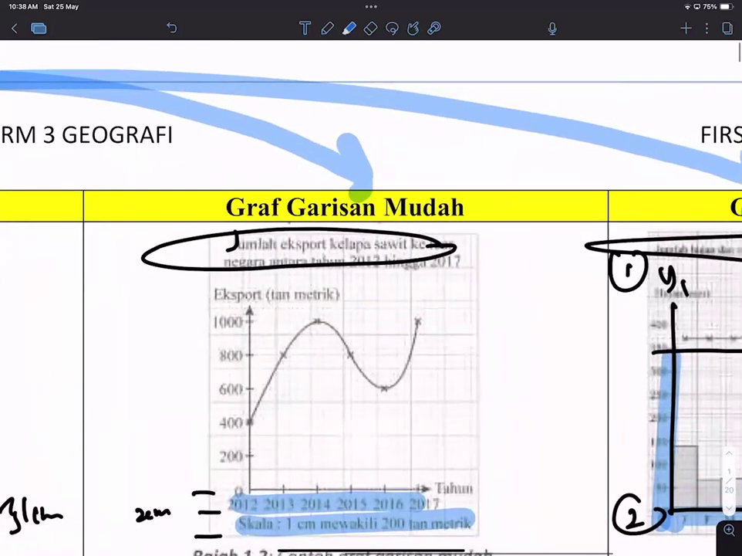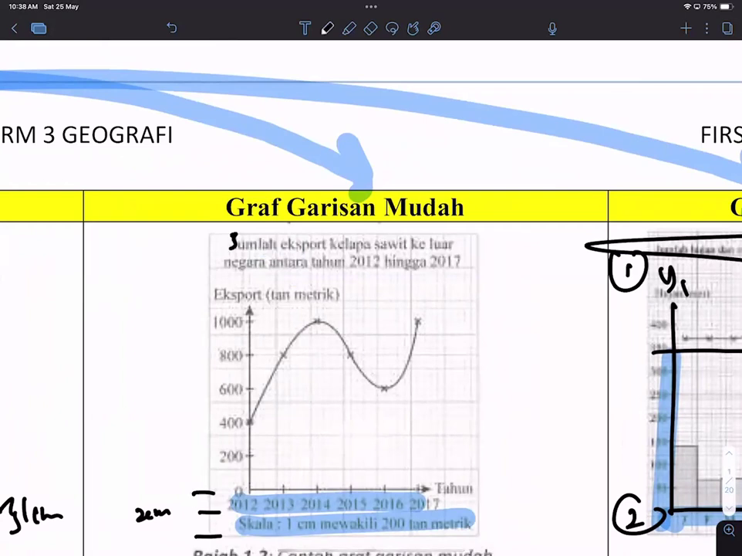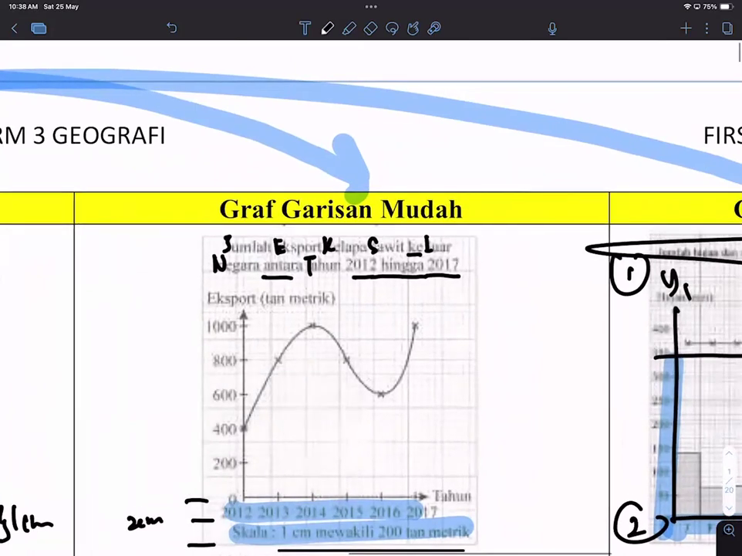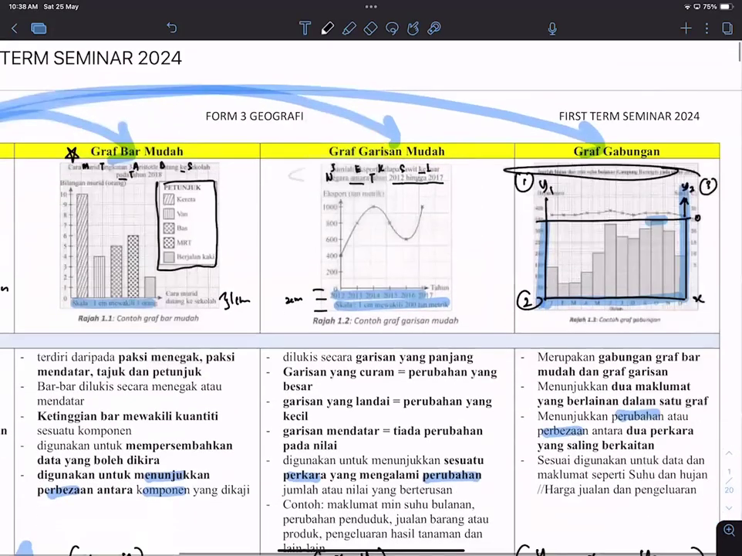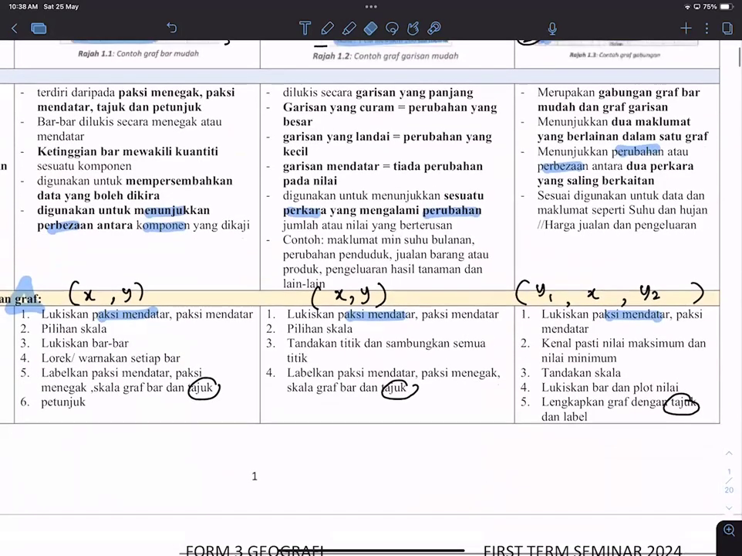If you look at the second question, the graph garisan: Jumlah upper casing, Eksport upper casing, Kelapa Sawit upper casing, ke lower case, Luar Negara, and antara just remain the same, Tahun 2012 to 2017. Also, these are all kata hubung. Sorry, because the image is very small. So just try to understand the format we'll do. It's the same for the graph gabungan tajuk. So remember we have the upper and lower casing.